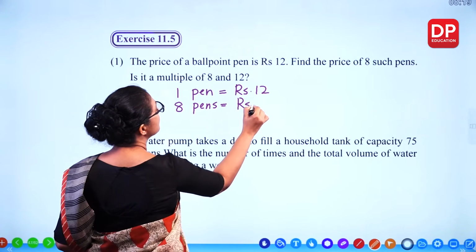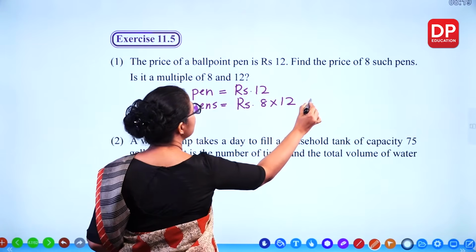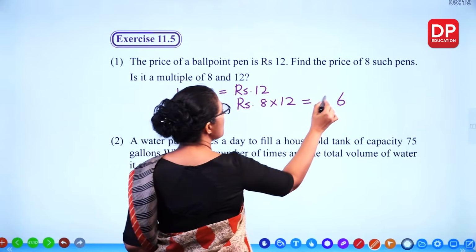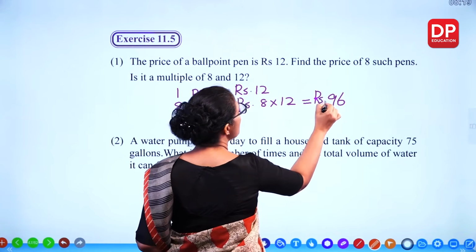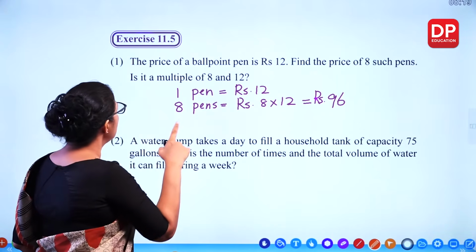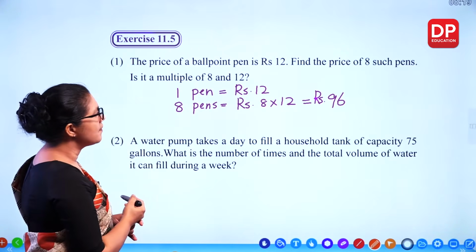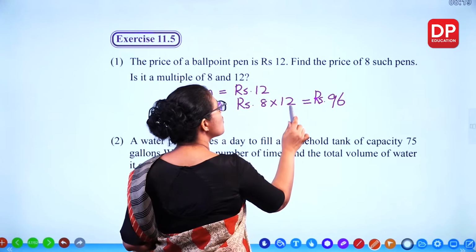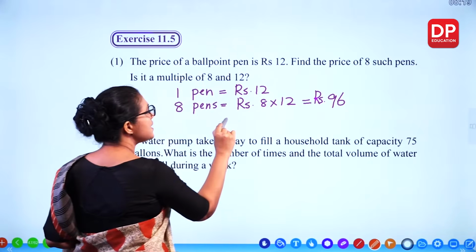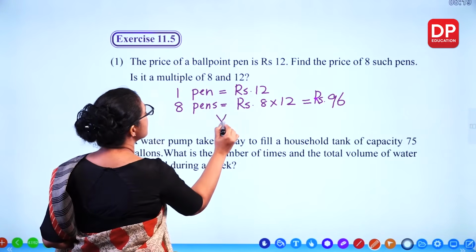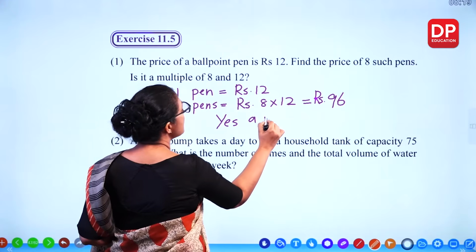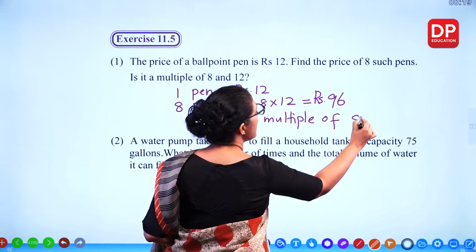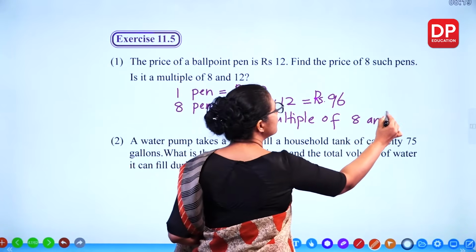8 times 12. 8 times 2, 16. And 8 times 1, 8 plus 1, 9. So 96 rupees. So is it a multiple of 8 and 12? Yes, it's a multiple of 8 and 12. So 8 times 12 is 96 or 12 times 8 is 96. So yes, a multiple of 8 and 12.